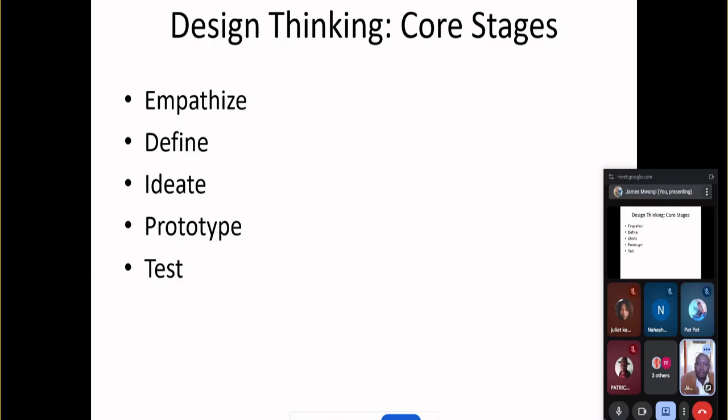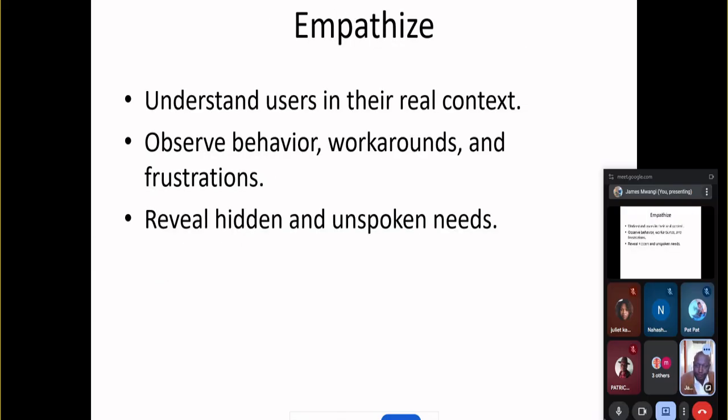You have to empathize. Then you define what the problem is. Then you create ideas to solve that problem. You create a prototype and you test that prototype. You can go back so that you can re-empathize. And if that process is repeatable or iterative, then that is a very good methodology for innovation.